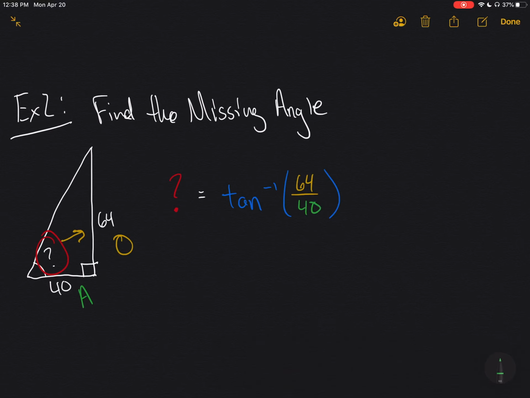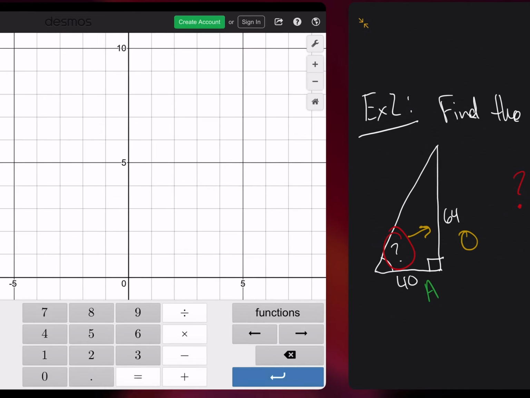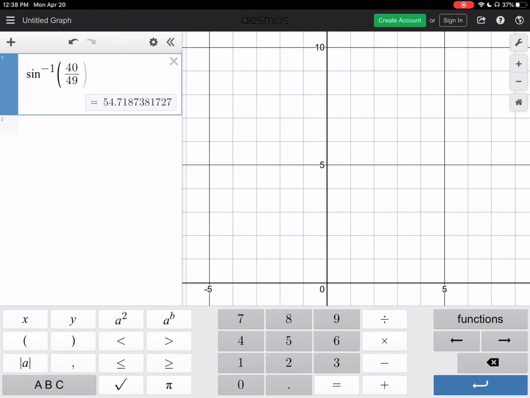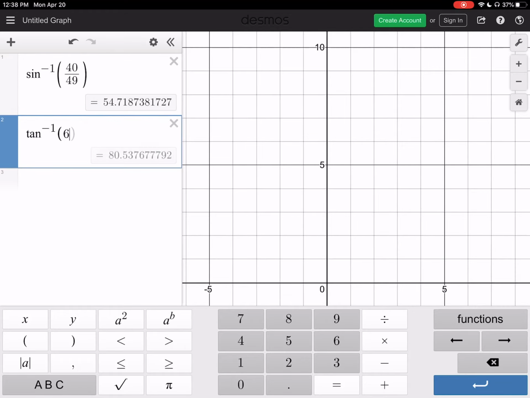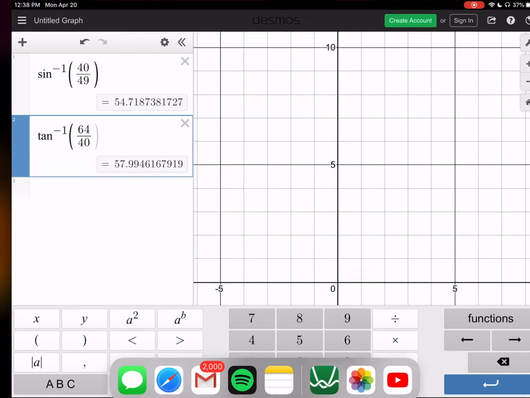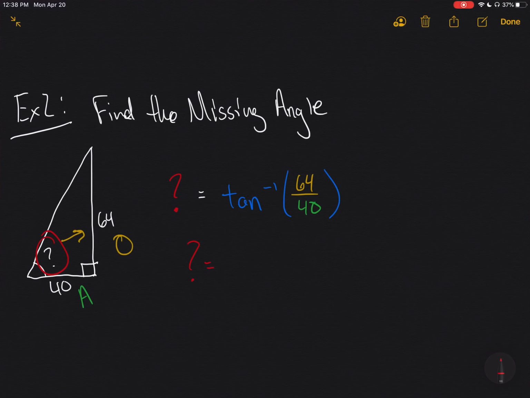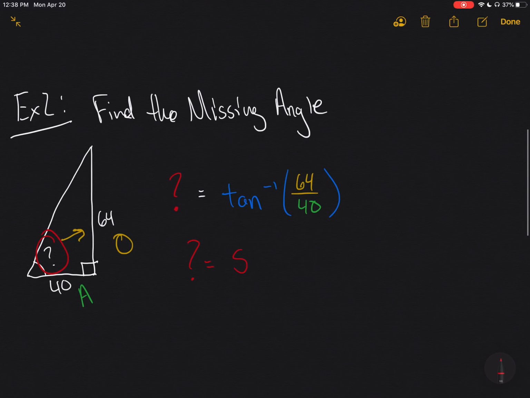And this way I don't have any extra algebra steps or anything like that. I just have something that I can go and plug into a calculator. So I'll plug that in. Inverse tangent of 64 over 40. And I get out 57.99. Once again, look at the triangle. Probably makes sense. It's not too big, it's not too small. And that would be our missing angle measure.